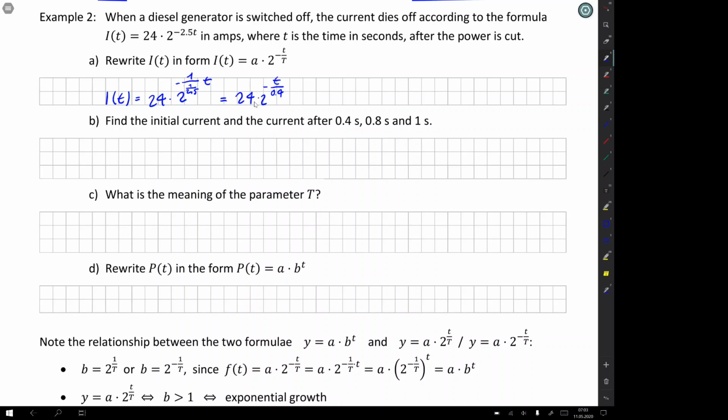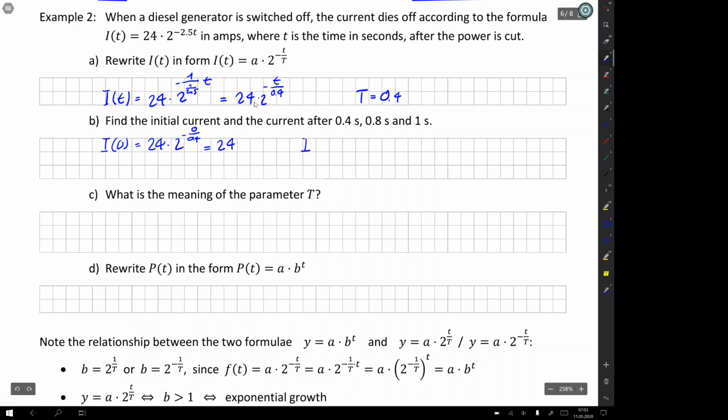So what is the initial current? And that after 0.4 seconds, 0.8 seconds, and 1 second. So here again, the capital T that we found is 0.4. So the initial current is the current after 0 seconds, 24 times 2 to the power of minus 0 divided by 0.4, by inserting the 0 here for the t. So 2 to the power of 0 is 1, so we find 24 amperes.